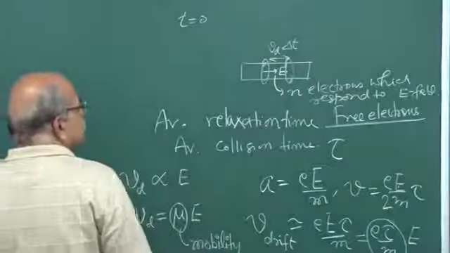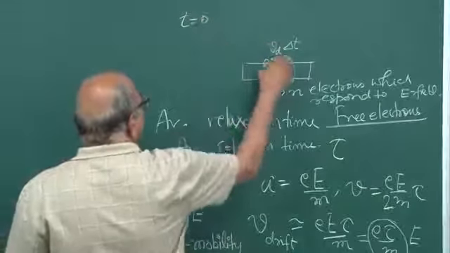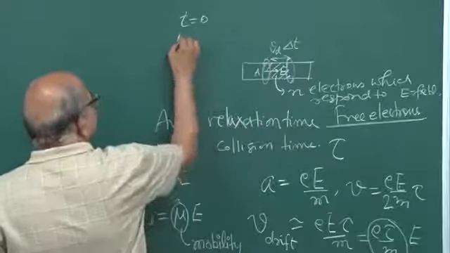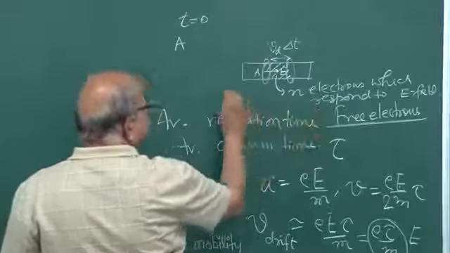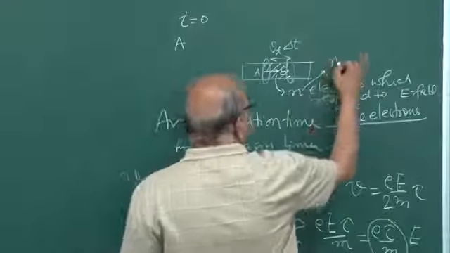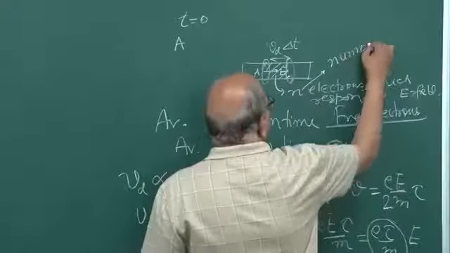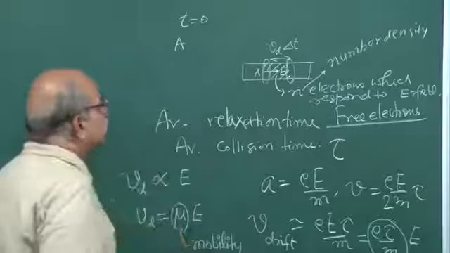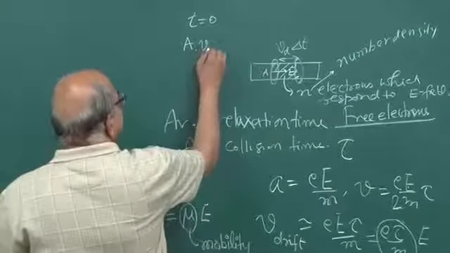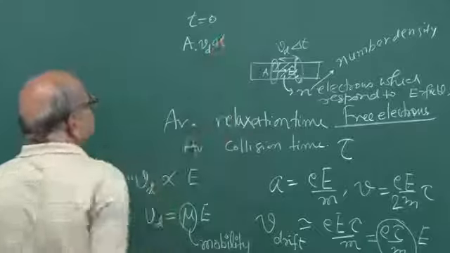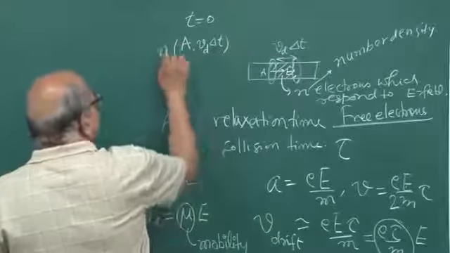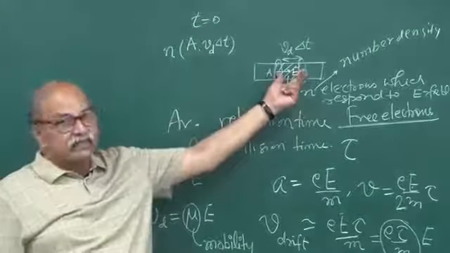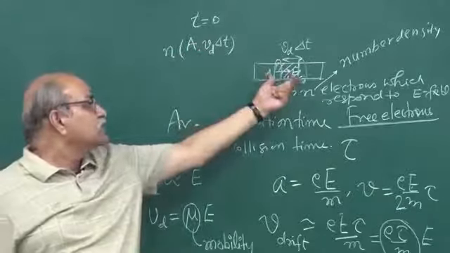In that case, you can work out at t equal to 0 how many of them are here. So if this cross section is A, then A multiplied by this n is the density, the number density, number of these electrons per unit volume. So A times this Vd delta t, this is the volume, and this multiplied by n. So these many free electrons are here. These many electrons are going to respond to this E.